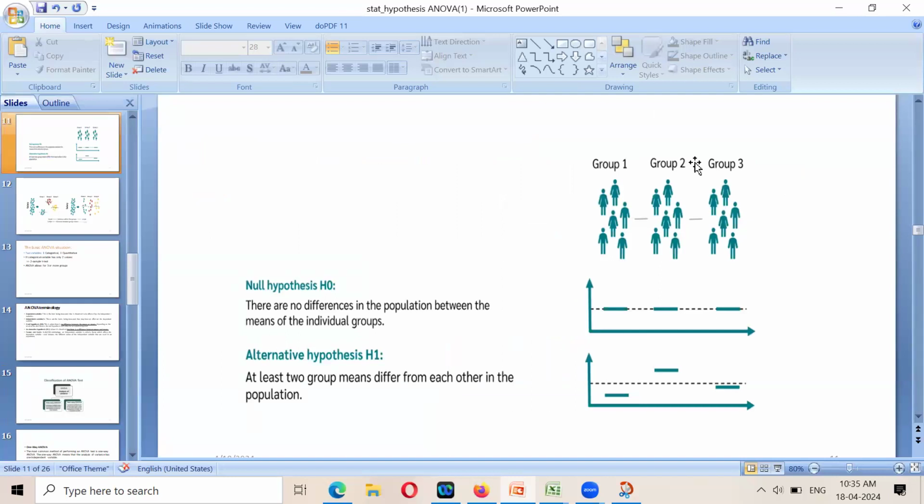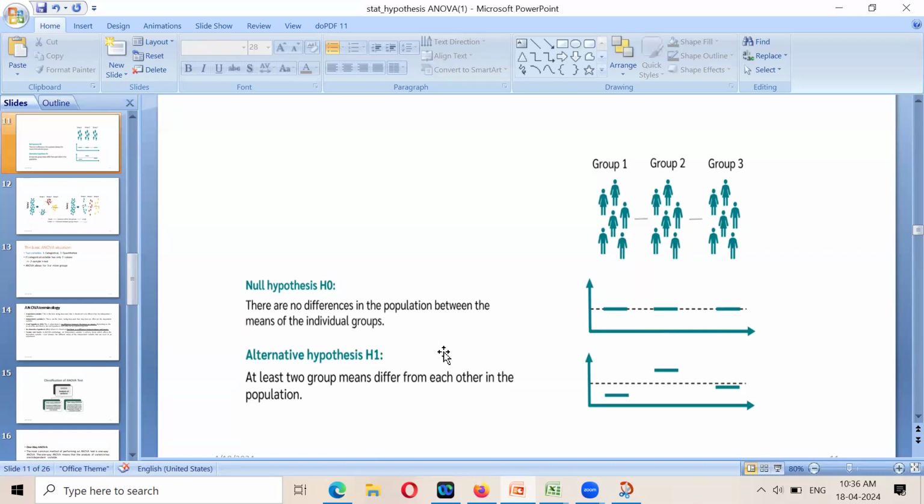So look at the picture here. We have groups 1, 2, and 3, and below that you can see the three groups. We are proposing the null hypothesis: there are no differences in the population between the means of the individual groups. You can see in the middle figure, we have all groups on the same line. That is the null hypothesis.